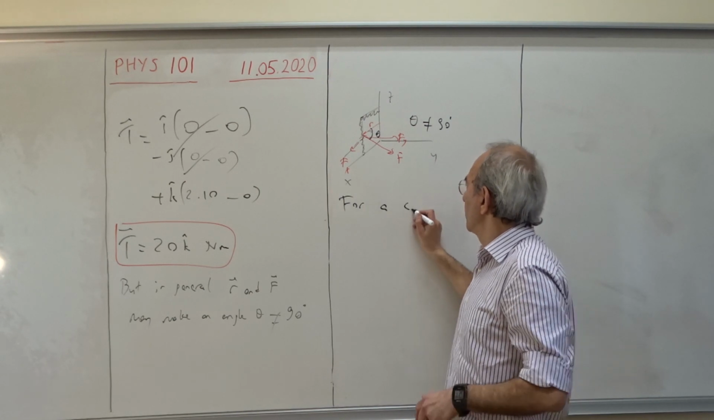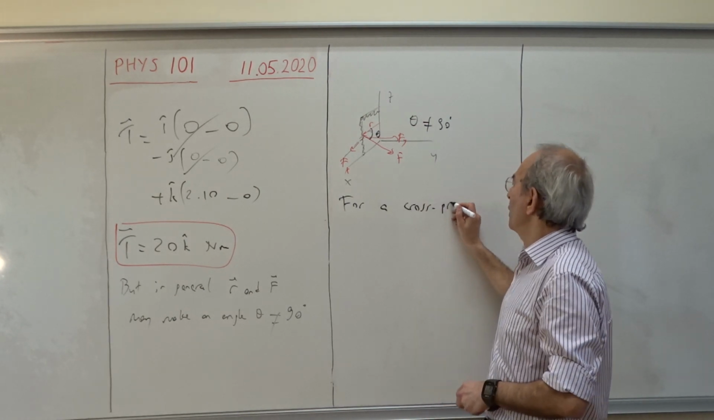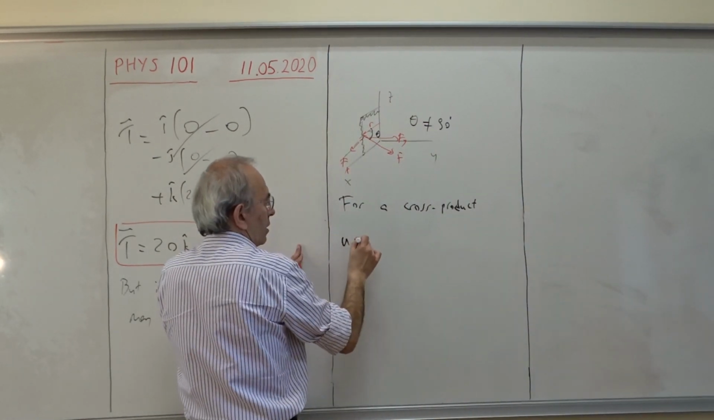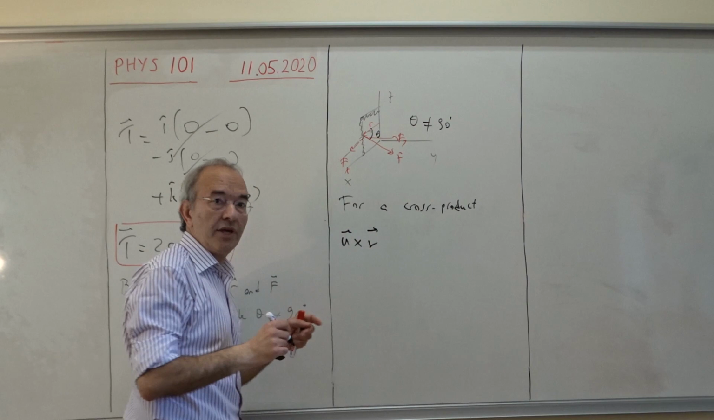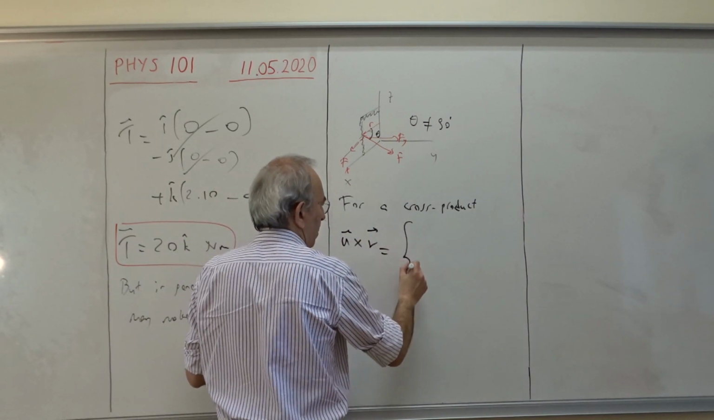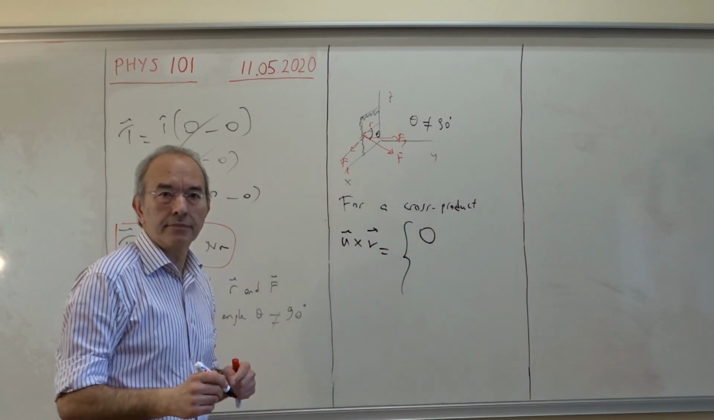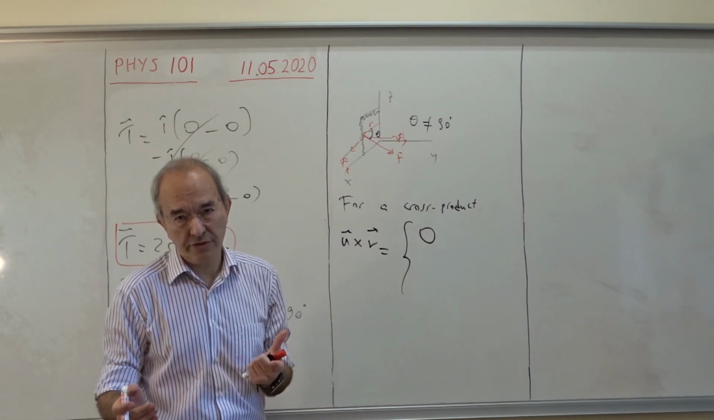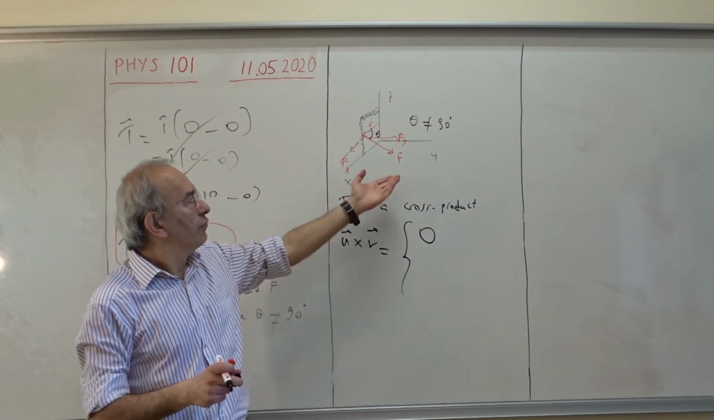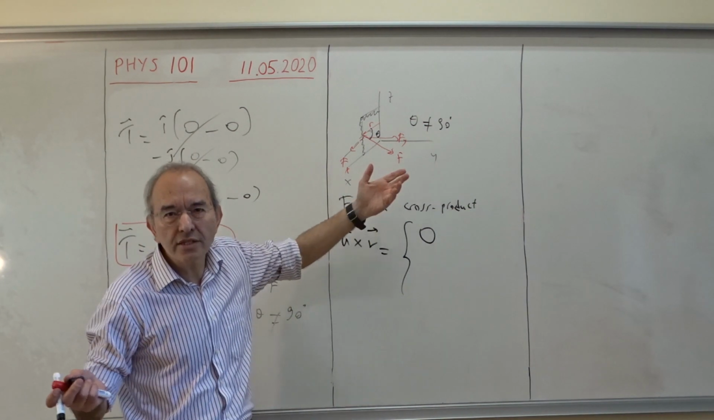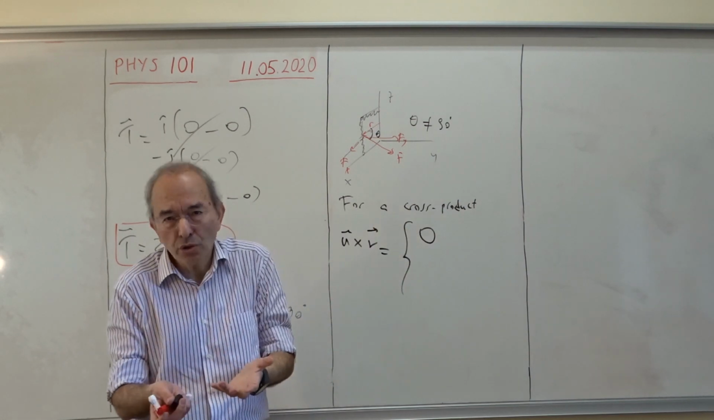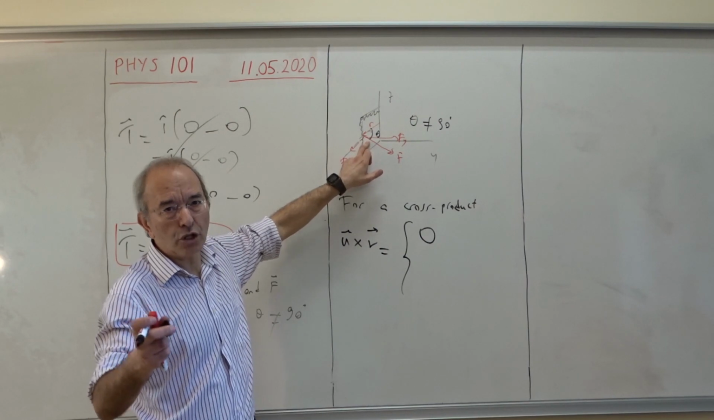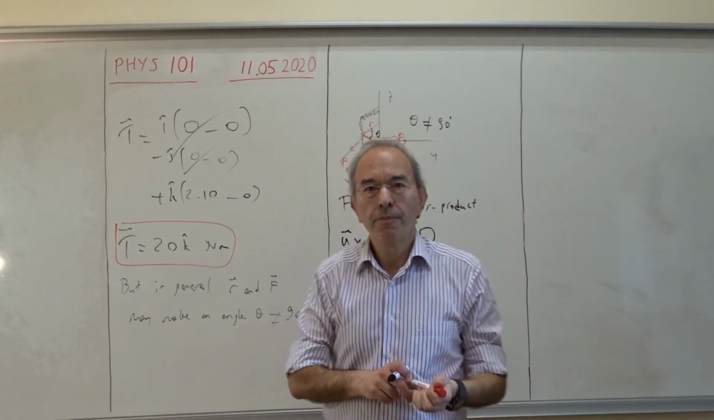For a cross product, let's say U cross V, we have 0. Of course, if one of them is 0, obviously you get result 0. If there's no force, of course there's no possibility of talking about the torque. Also, if there's no R means the following.